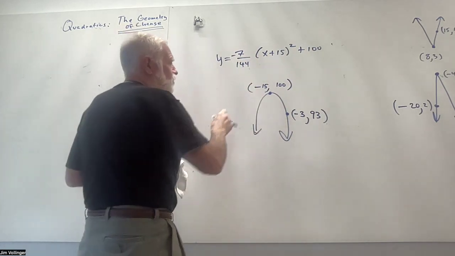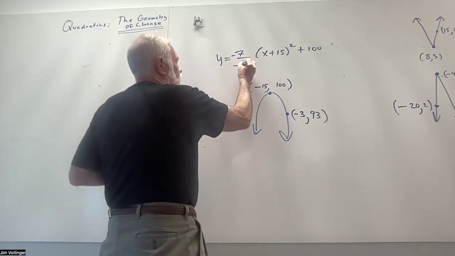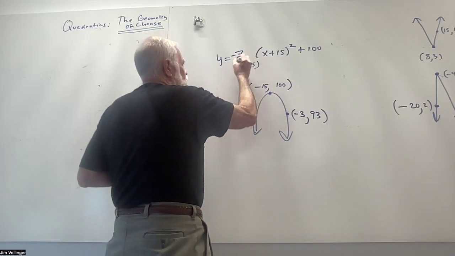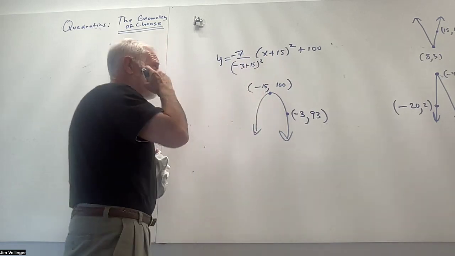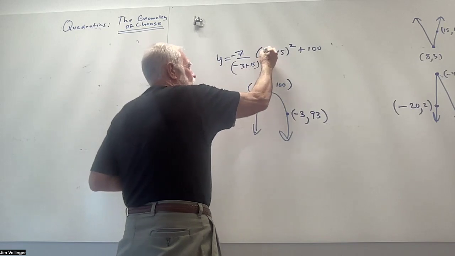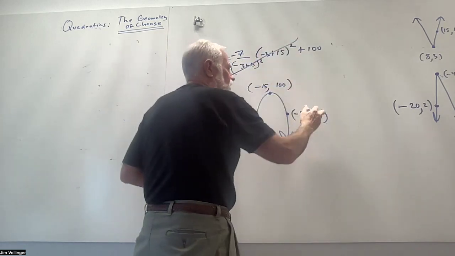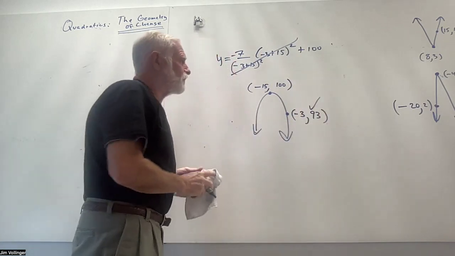All right, so I'll show that one here. I'll plug -3 in. -3 plus 15 squared is where that number is coming from, because that does not work. That number does not work when I plug -3 in. So I cancel it out, and I take 7 away from 100, takes me to 93.